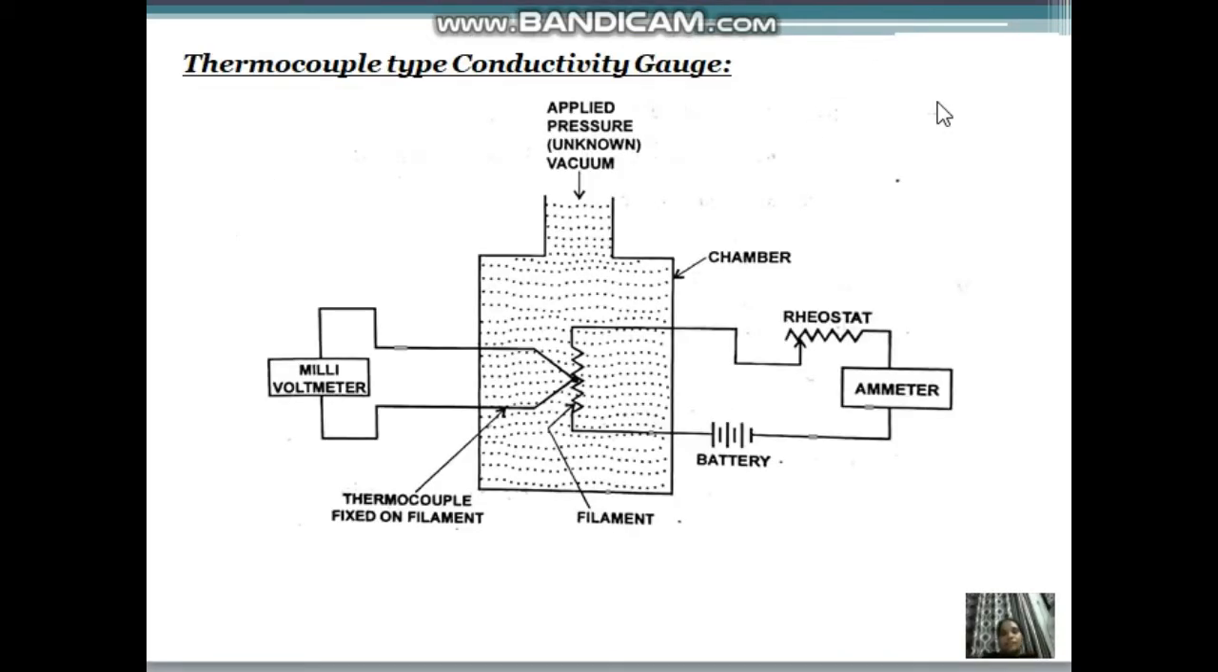Next type of thermal conductivity gauge is thermocouple type conductivity gauge. So if you see the construction of this one, a chamber whose one side is open to receive the applied pressure, usually vacuum. Inside the chamber, a filament is placed which in turn connected with the rheostat, ammeter and battery. So on the filament, a thermocouple is welded to measure the temperature of the filament. The thermocouple is in turn connected to a millivoltmeter.